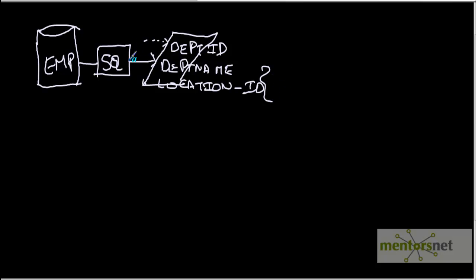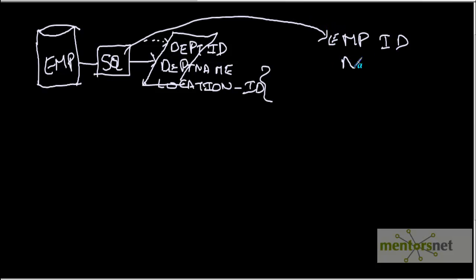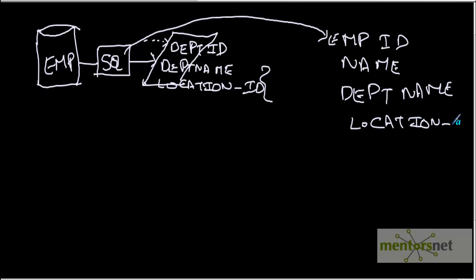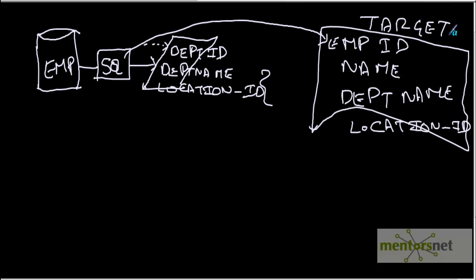So I'll load finally the employee ID and name and all that from source qualifier, and only the department name and location from the lookup flat file. So let's see how to do a lookup on a flat file. So this is our target. Okay, let's see how to do this in Informatica.